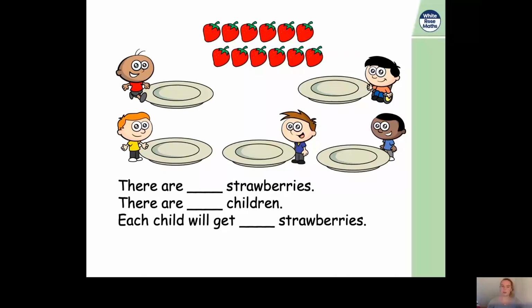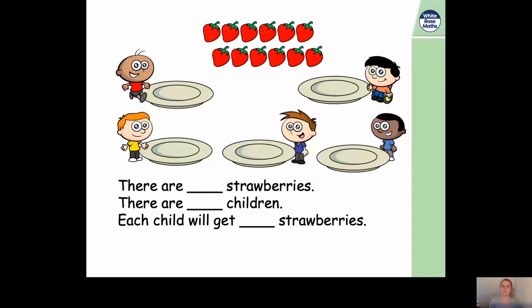Now let's try another one because we've got another boy joining us today. And again, Ron only has 12 strawberries. But this time he needs to share them between 5 children. Now, can you have a go again at sharing these 12 strawberries out between 5 children? Will you be able to share them equally? Pause the video now and have a go.